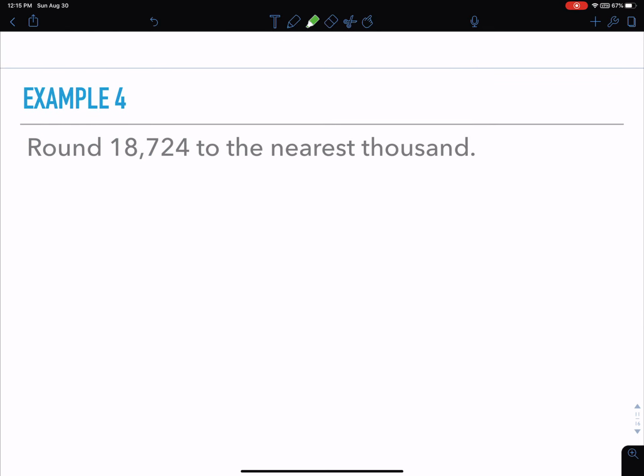So we need to round this number, 18,724, to the nearest thousand. Here's our thousands. There's our underlined digit. We're going to take a look at the number to the right, which is a 7. Because it's greater than a 4, we're going to round this 8 up, and we're going to have 19,000. And then all of these become zeros. So 18,724 to the nearest thousand is 19,000.